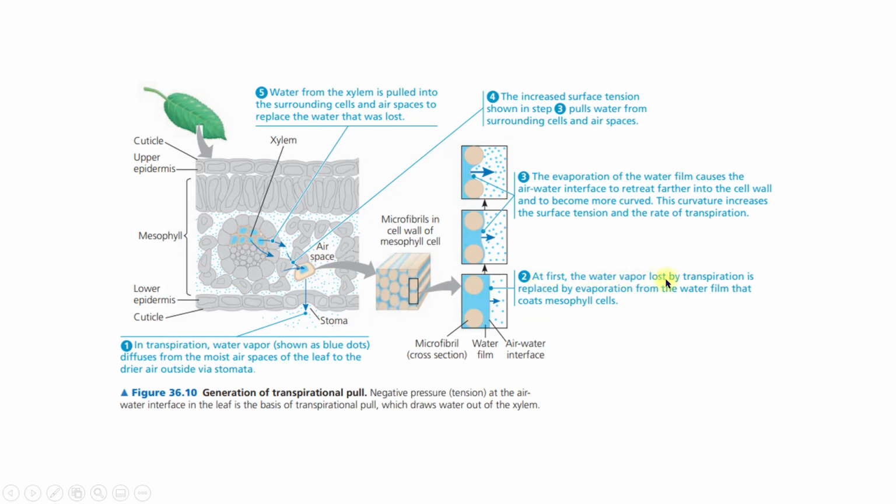At first, the water vapor lost by transpiration from the stomatal pore is replaced by evaporation from the water film that coats the mesophyll cell. All right. So you can see this mesophyll cell here. This whole thing is a mesophyll cell, consisting of this microfibril being coated by this water film. So this water film will replace the water vapor that is lost from the air space.